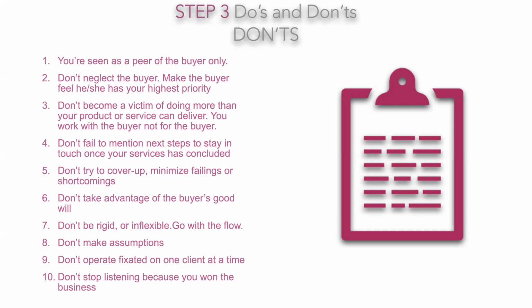Number 6, don't take advantage of the buyer's goodwill. Treat the client as a trusted friend, not someone you can pull more revenue from. Number 7, don't be rigid or inflexible, go with the flow. If your product has a system that doesn't quite fit the client's needs, don't insist that the client change to fit your system. Find ways to change the system to fit the client. Look for flexibility opportunities.